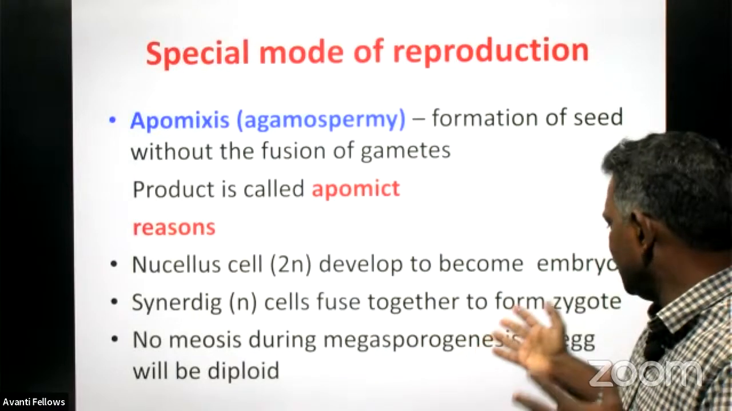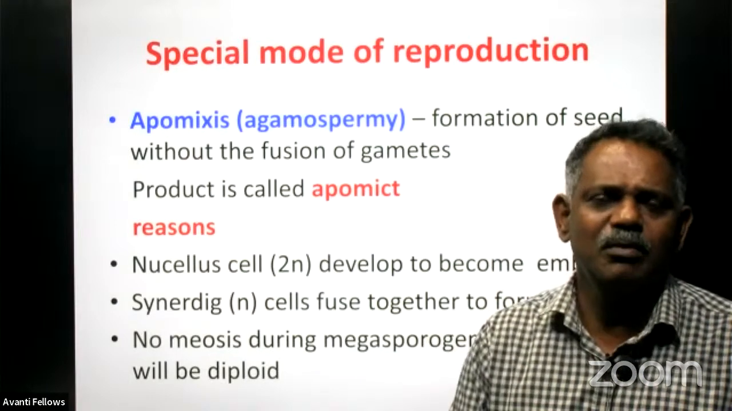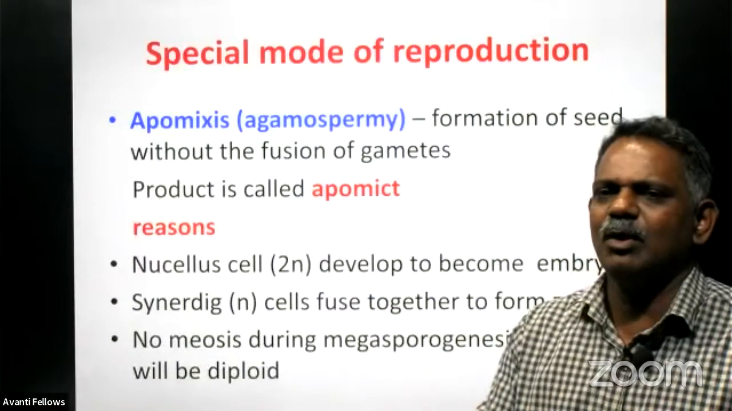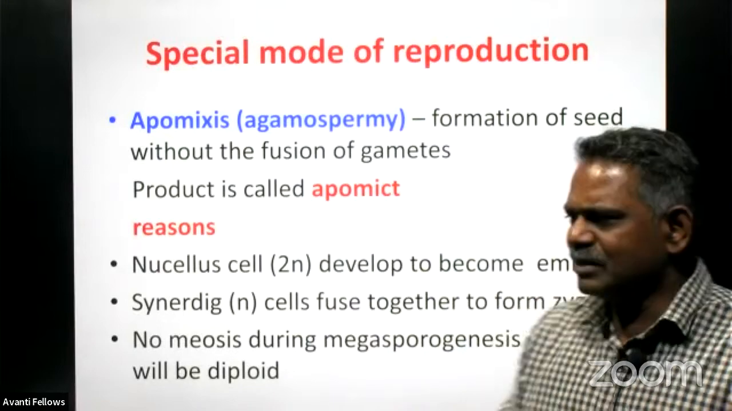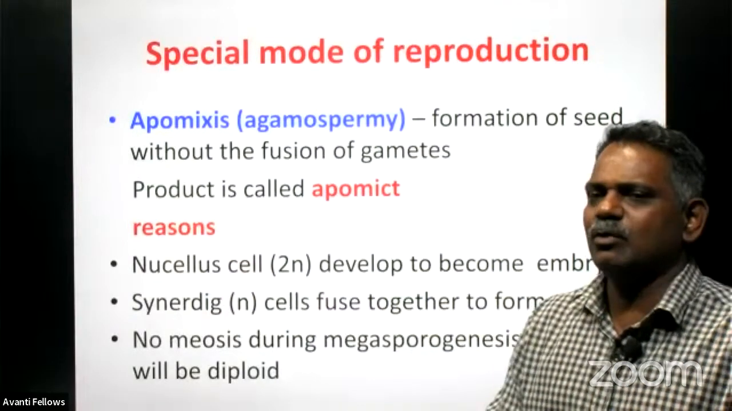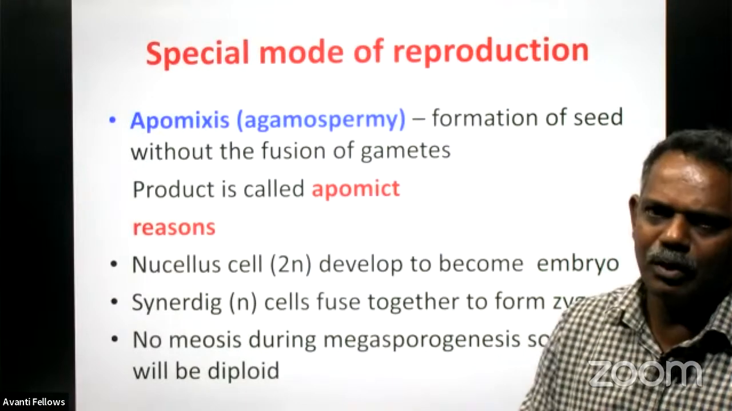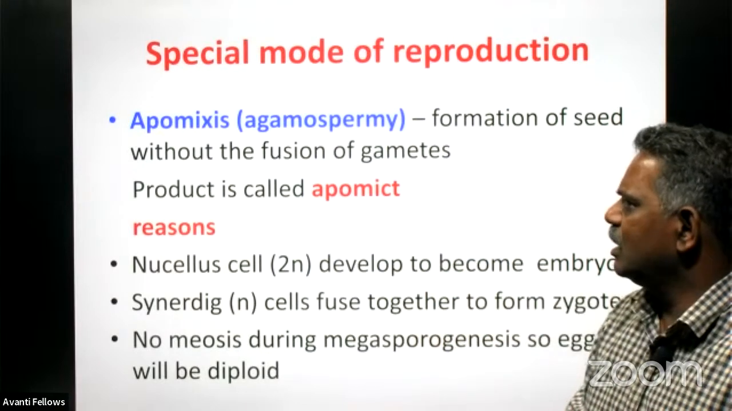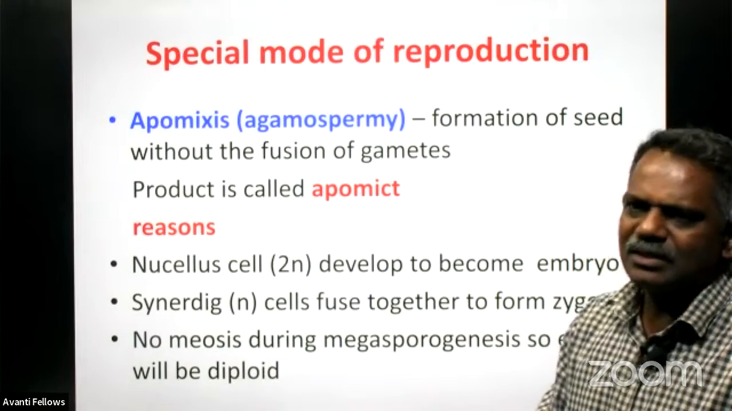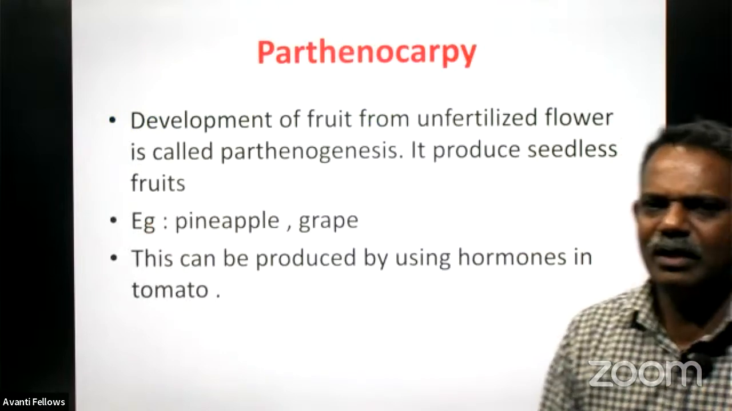Or sometimes the egg will be produced without meiosis. That means the egg is having what? The diploid number of chromosomes. Normally, that egg is haploid because of the meiotic division happening during development. And sometimes the egg will be produced without this meiosis. So naturally, that will be diploid. And such a diploid egg can develop to become an embryo. That is another reason for the formation of seed without fertilization, and we call it what? The apomixis, and this product, the seed, is called as what? The apomict.